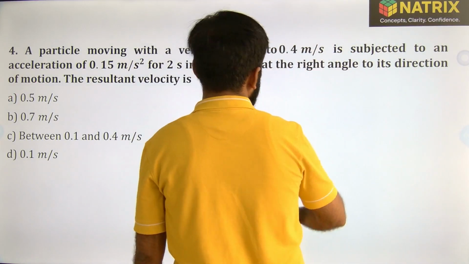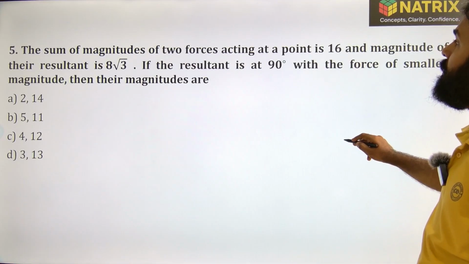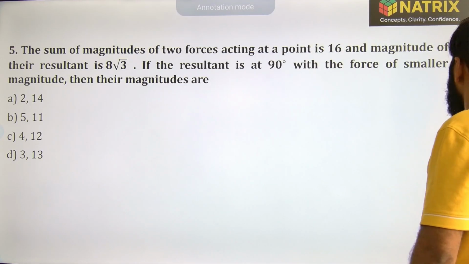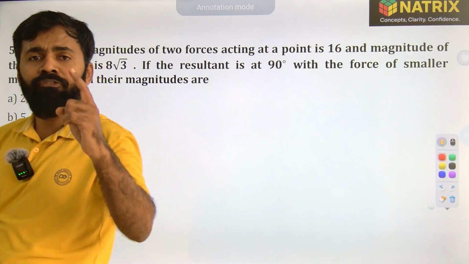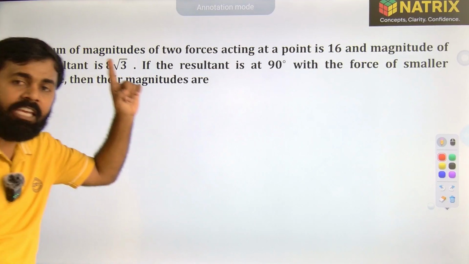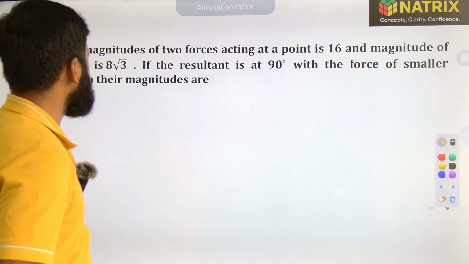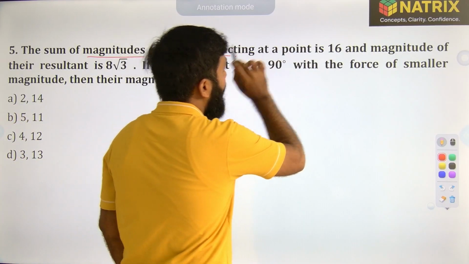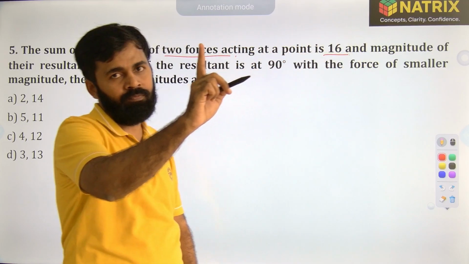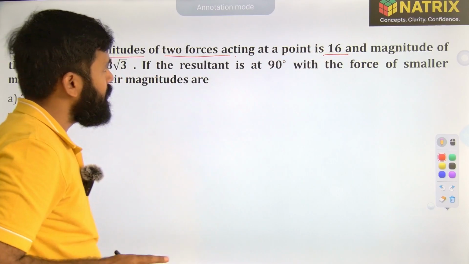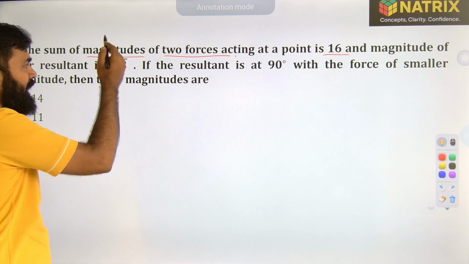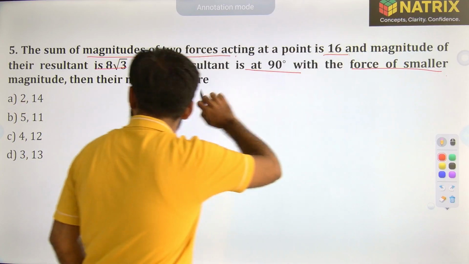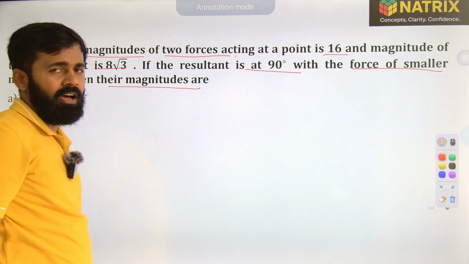Yes, let's go to the fifth one now. This one is very important. Majority of you will be making the mistake here. So what's my question? The sum of magnitudes of two forces acting at a point is 16. Magnitude of resultant is 8 root 3. If the resultant is at 90 degree with a smaller force, their magnitudes are?